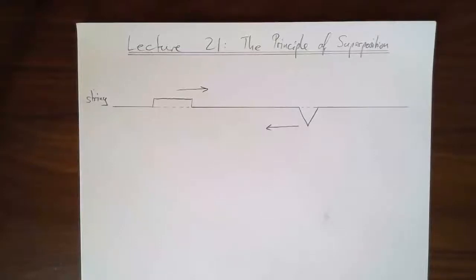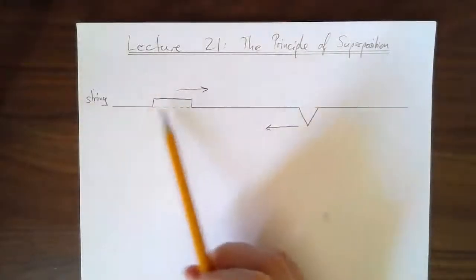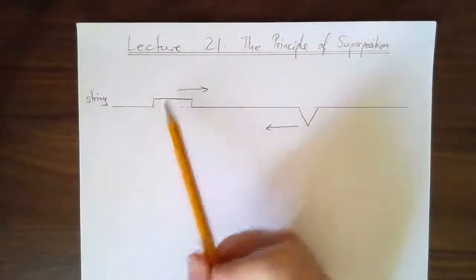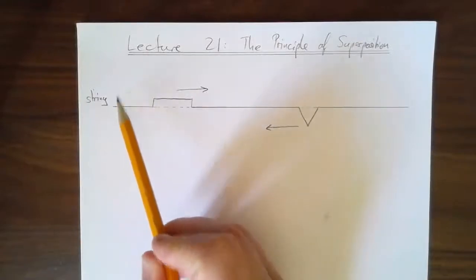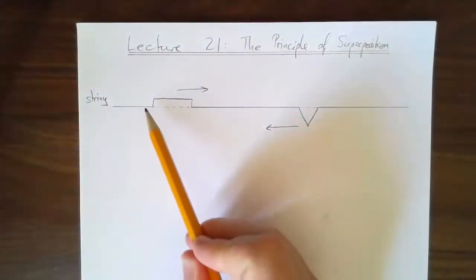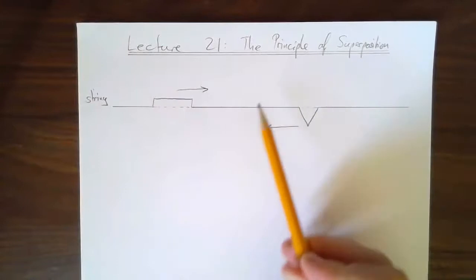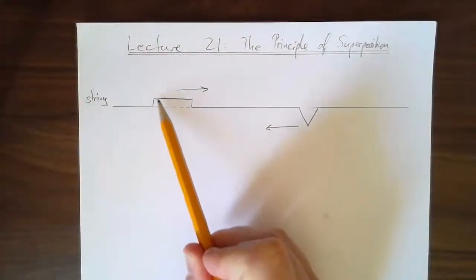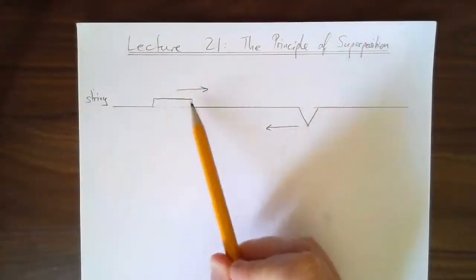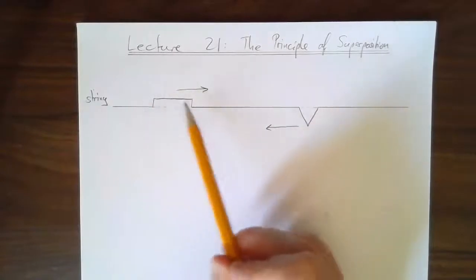Hi, this is going to be lecture 21 on the principle of superposition. So here's the basic question that I want to answer in this lecture. Imagine I have a string and I make some kind of shape. Imagine I have my hand here and I wiggle it up and down and I create a shape that travels along the string. Maybe I get a sort of square-ish shape. Hard to do in real life, but it's a good example to use.